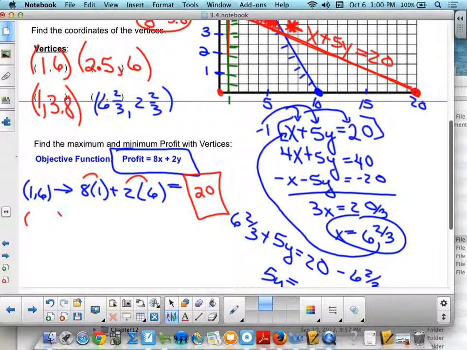Okay, one more time. Here we go. 2.5, comma, 6. This time I'm just going to ask you for the answer.